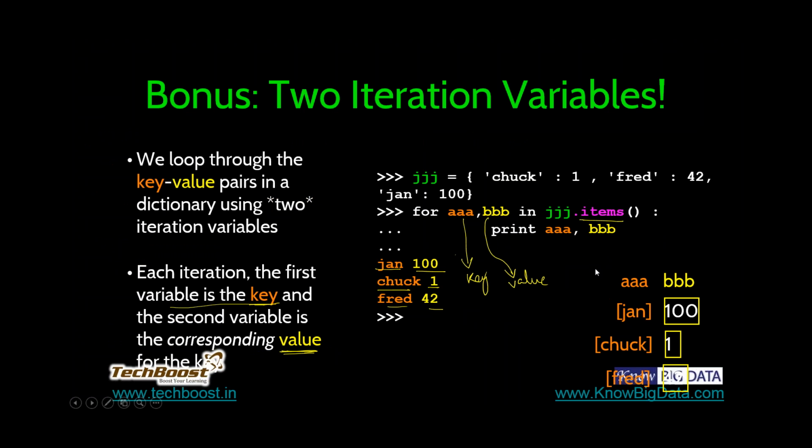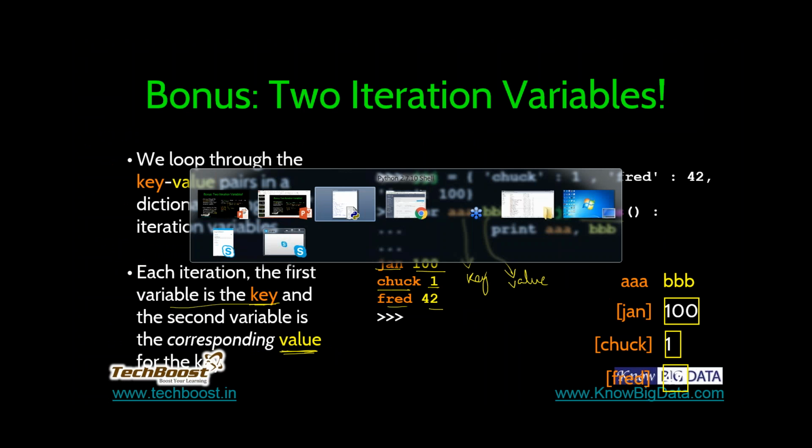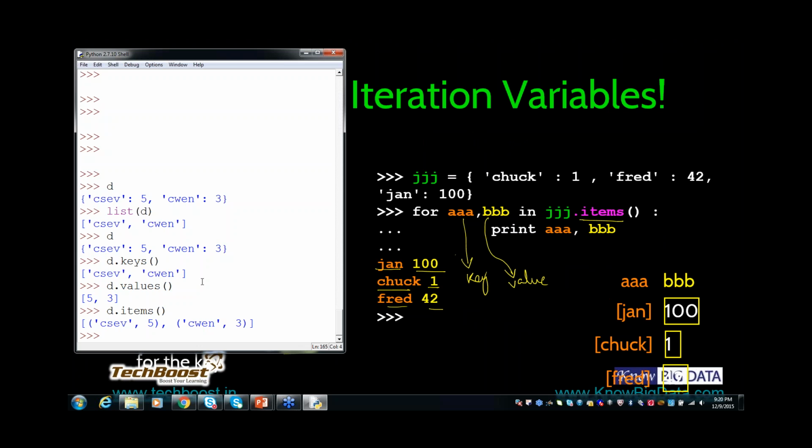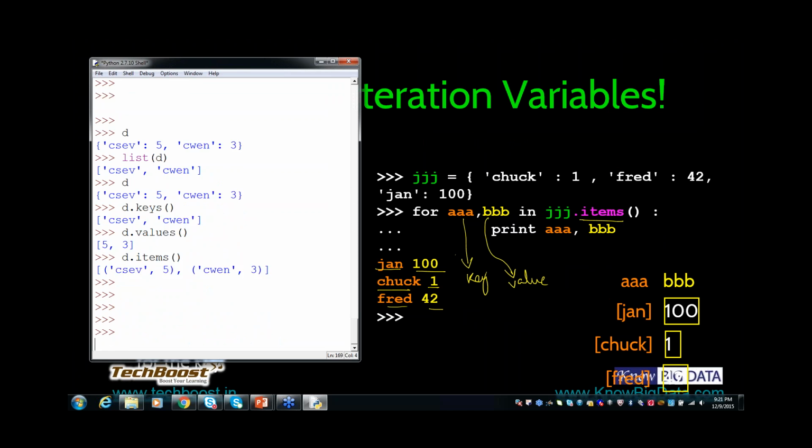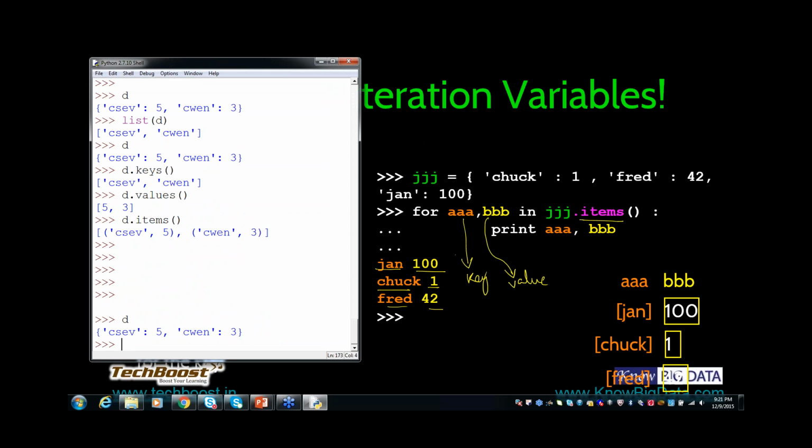Okay, so we need to discuss a little bit about sorting, how sorting works on dictionaries. Let me try to demonstrate here. Let me try to add in the current dictionary. So I have a dictionary D, which is right now CSEVCWEN.